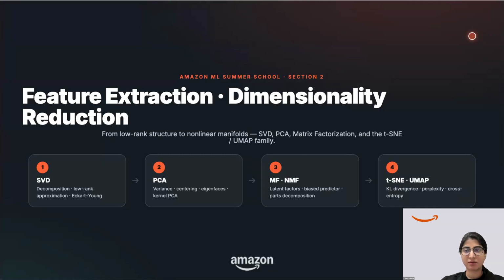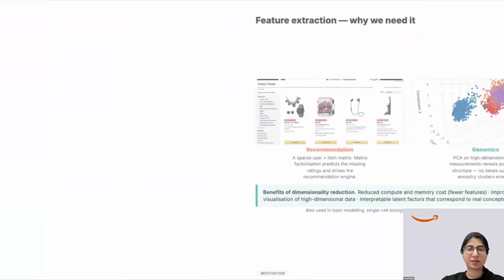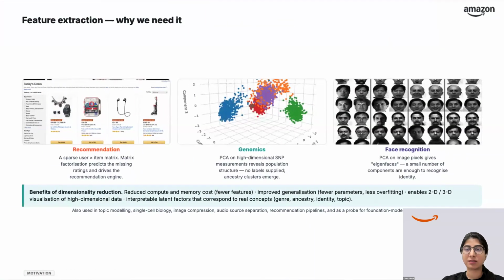This is section 2 of dimensionality reduction, and here we will discuss the feature extraction techniques. In the previous module on dimensionality reduction, we discussed the feature selection techniques. Right. The first question is, why do we need feature extraction? There are multiple examples, and a few of them are in recommendation, genomics, and face recognition.